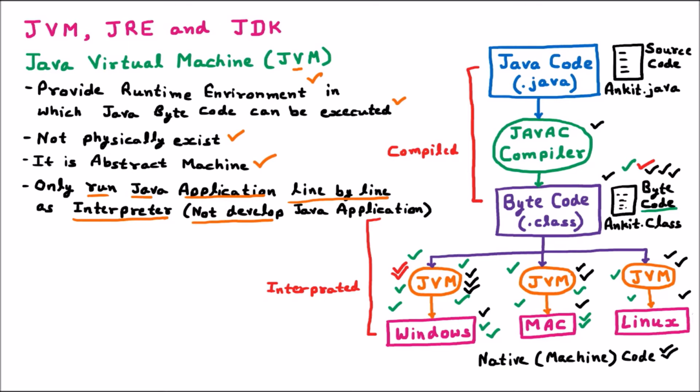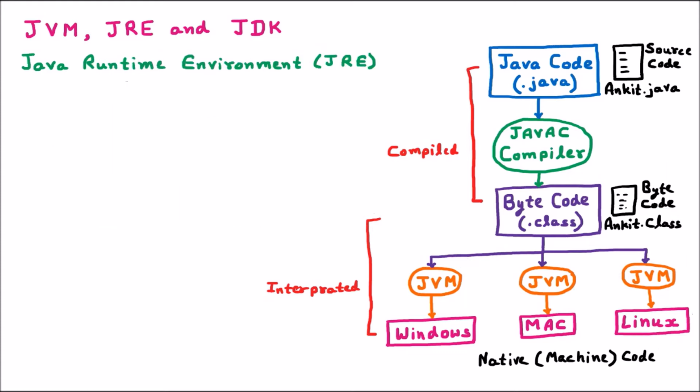That's why in Java we have an interpreted phase also. So Java is compiled and interpreted. Now we are learning the JRE, which is Java Runtime Environment. JRE is also called Java RTE. So here RTE signifies runtime environment. So this is Java Runtime Environment.